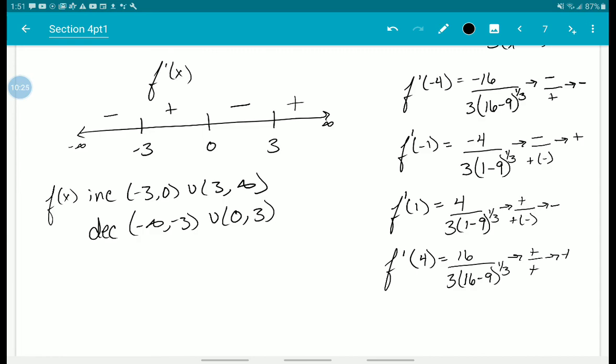Now let's talk about where we have minimums and maximums. If we look at that first number, -3, we are decreasing, then we're increasing. That means we have a minimum at x equals -3. Then we're increasing to decreasing. That means that's going to be a maximum at 0. And then we're decreasing and increasing, which means we have another minimum at 3.